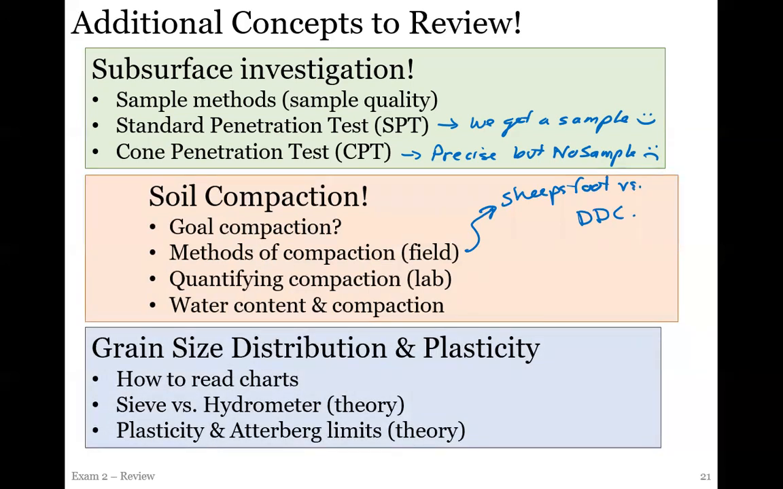Grain size distribution and plasticity. So how to read those two charts for USCS and AASHTO. And then the general sieve versus hydrometer, the theory behind that, and then the plasticity Atterberg limits. So what is that based off of theoretically too? Any questions on this test?